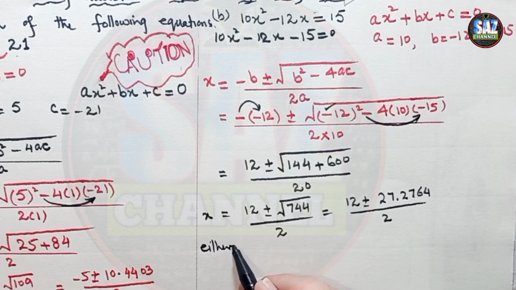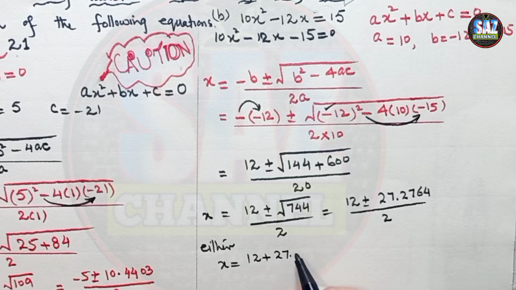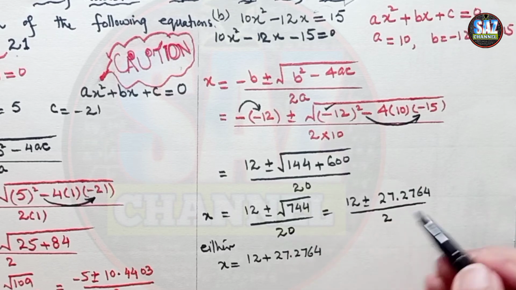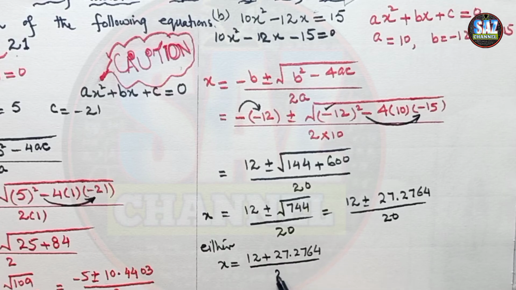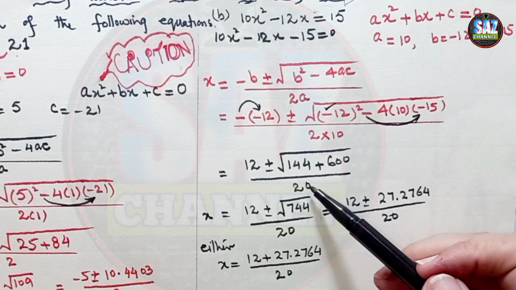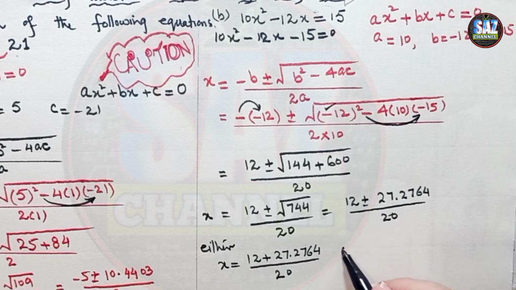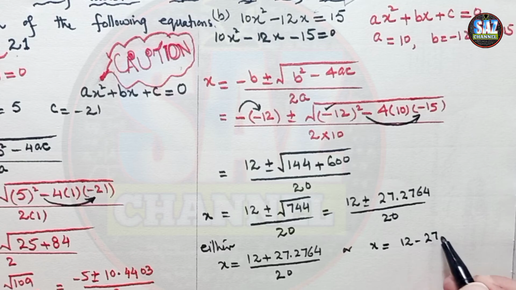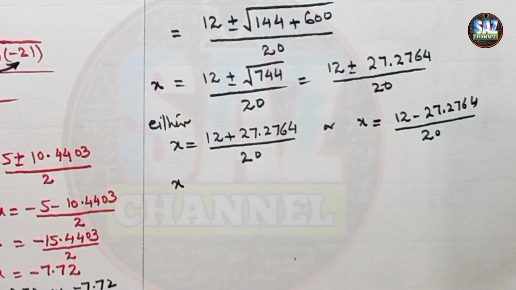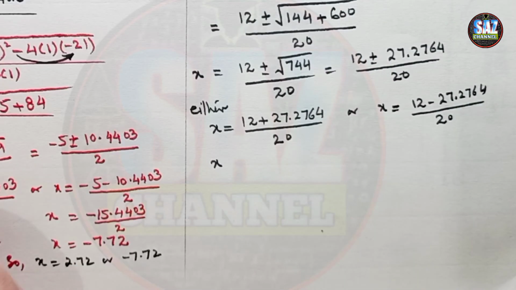So either x will be equal to 12 plus 27.27664 by 20, since 2 times 10 is 20, or x will be equal to 12 minus 27.2764 by 20. Now hold your calculator and perform your calculations efficiently.